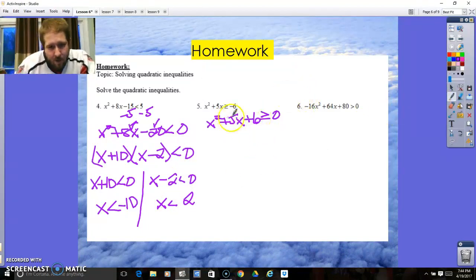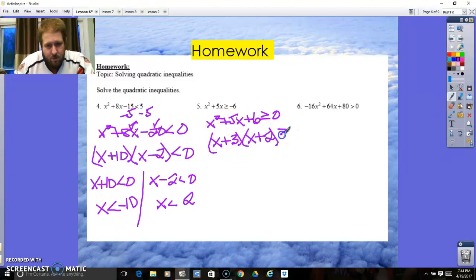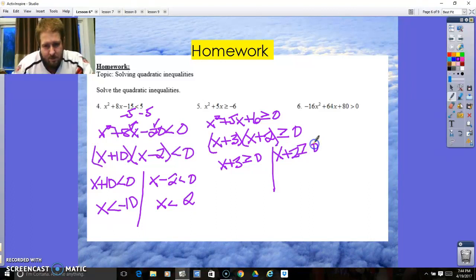Great, moving on. Factor this. Yes, that would be x plus, what two numbers would give me 6, but also add up to 5? That would be 3 and 2. X plus 3 and x plus 2 greater than or equal to 0. X plus 3 greater than or equal to 0. X plus 2 greater than or equal to 0. All right, great. So that's going to be x is greater than or equal to negative 3, and x is greater than or equal to negative 2.